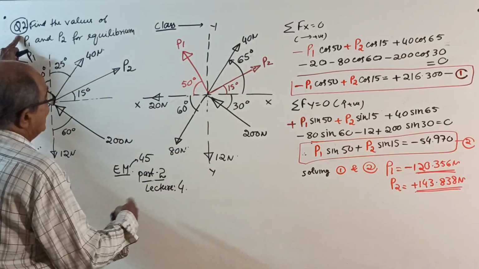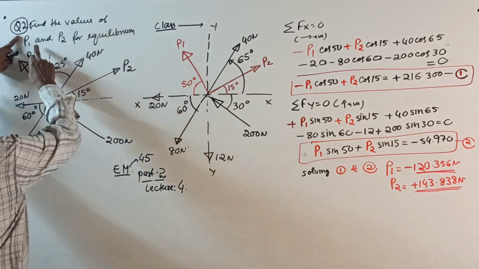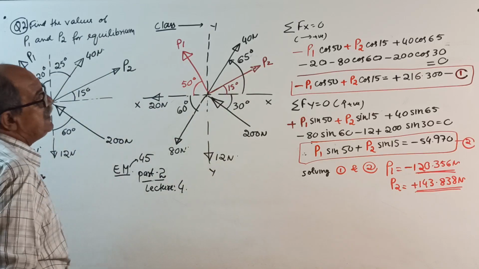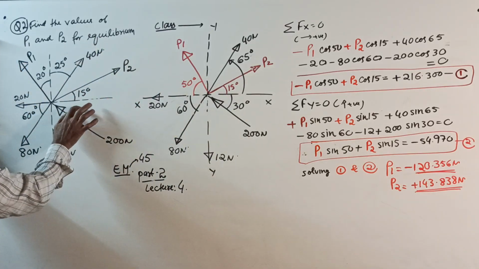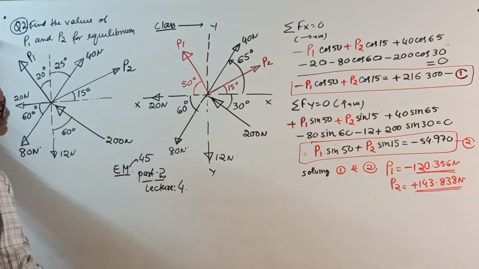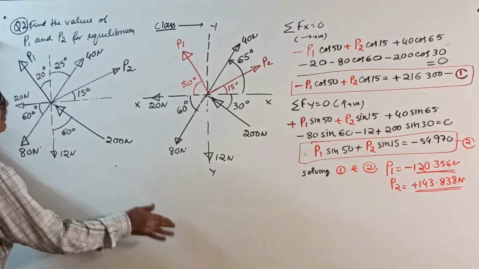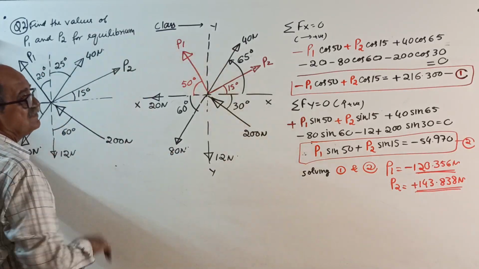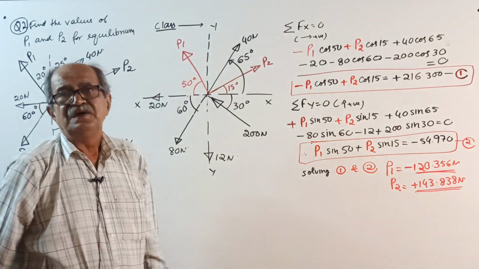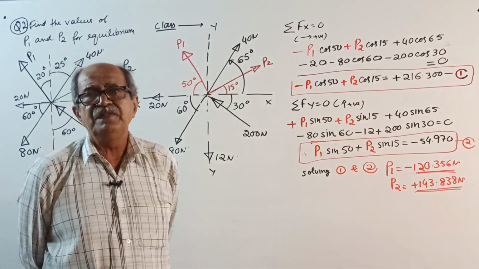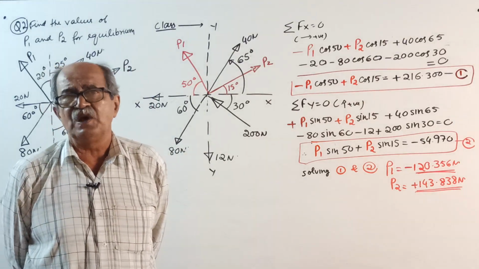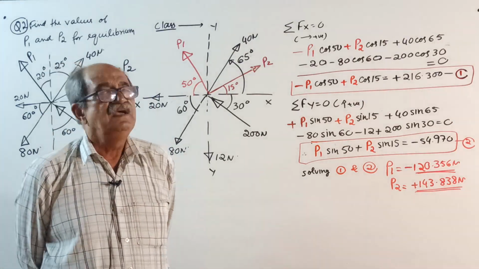Question 2. Last question. Find the values of P1 and P2 for equilibrium. Instead of P and Q, they want to call them P1 and P2. See, the question is here. Now, class, you should write all these things. Everything you have to write if you want to understand thoroughly and master the subject.